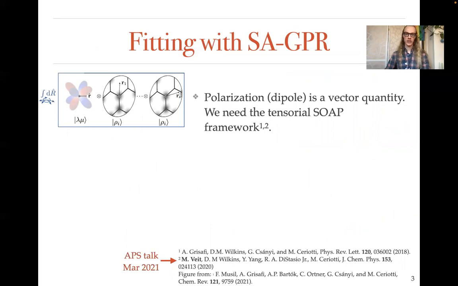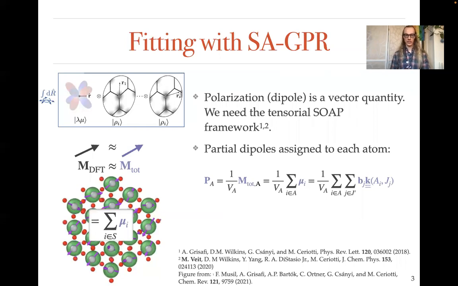And so in the condensed phase, we can do the same thing because the polarization is just dipole per unit volume. So we take the total supercell dipole and decompose it among all the atomic centers. And then we fit the sum of these things to DFT data.